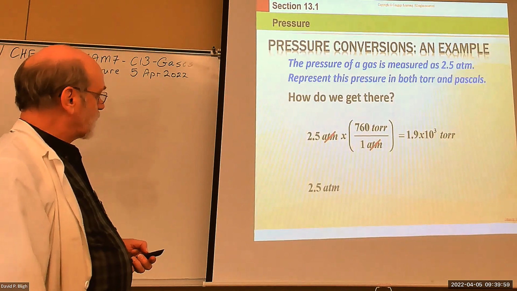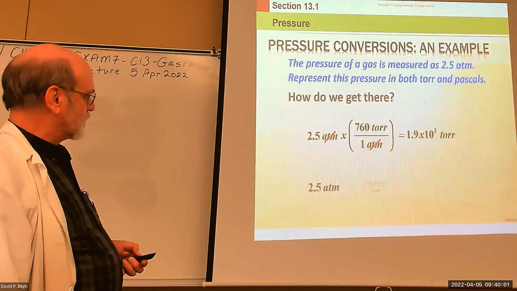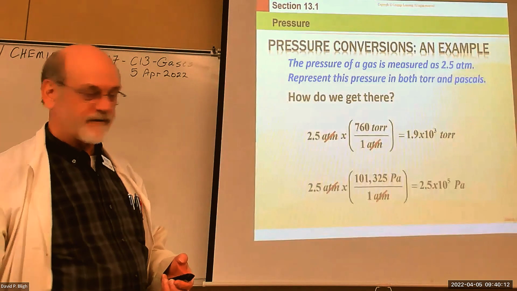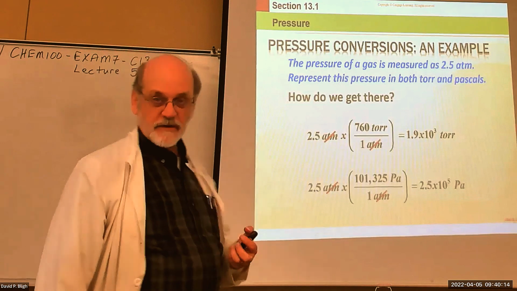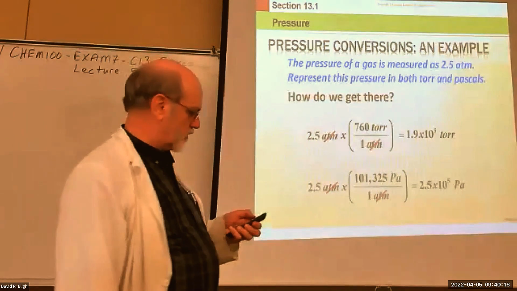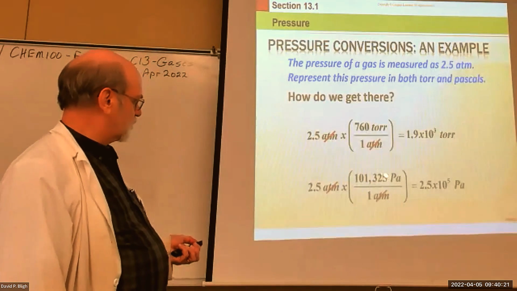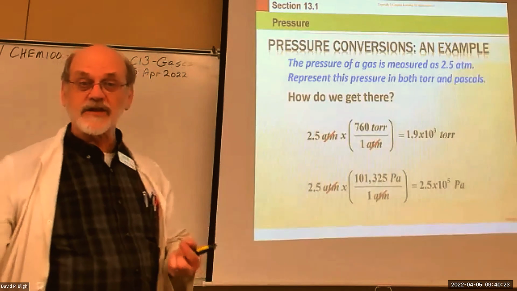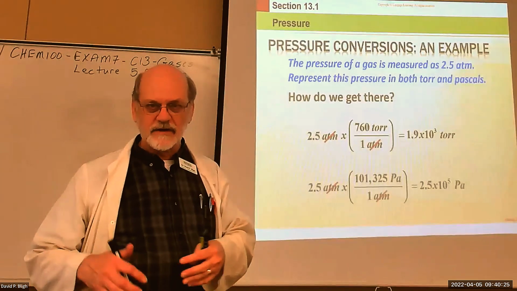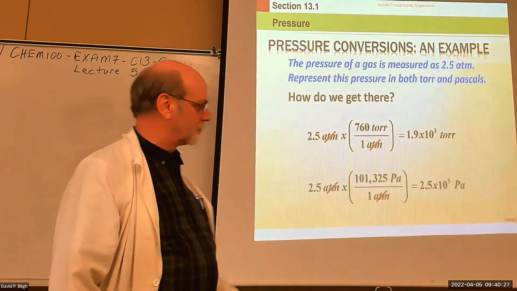All right, so how about pascals? Well, we just need a conversion factor. How many pascals per atmosphere? That was on a previous slide. And there it is. Cancel atmospheres, 2.5 times 10 to the 5th pascals, rounded off to 2 significant figures. Even though conversion factors actually have infinite significant figures, right? They're exact numbers.